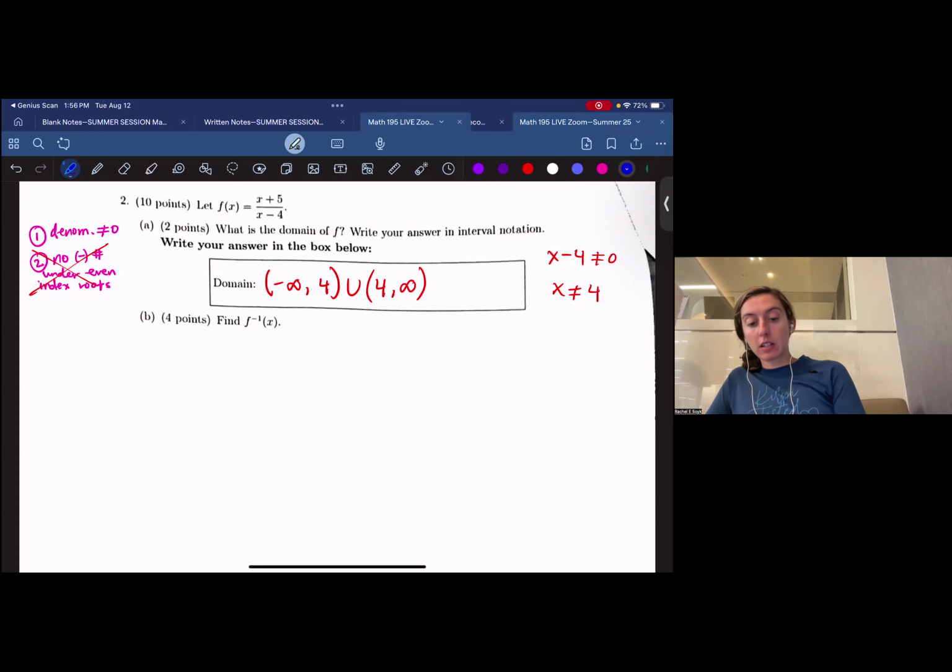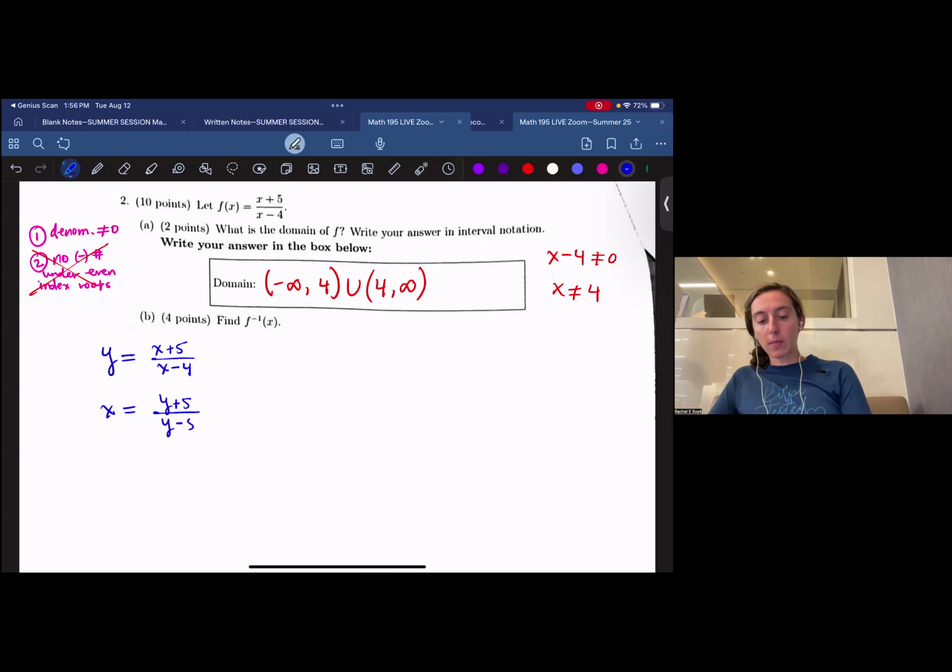Now part B is asking us to find the inverse of this function. How do we find inverse functions? Well, we swap out our x and y's, and then we want to isolate our new y. So we have x is equal to (y plus 5) over (y minus 4).